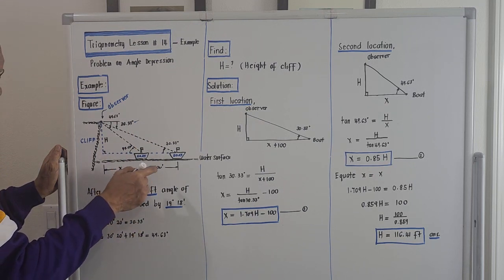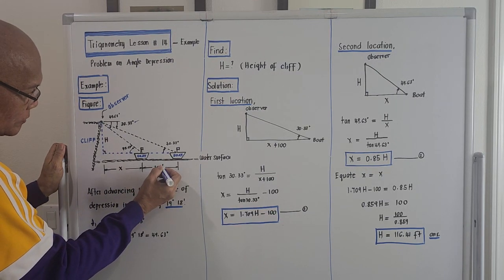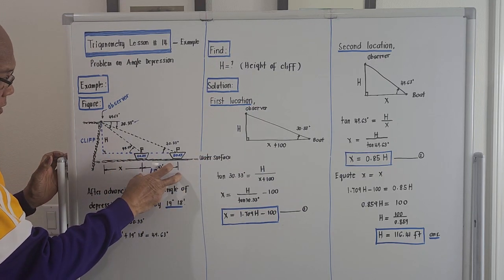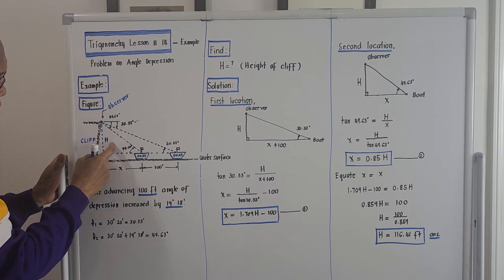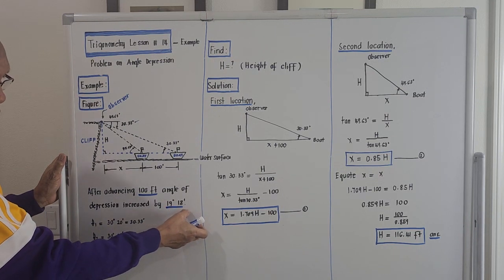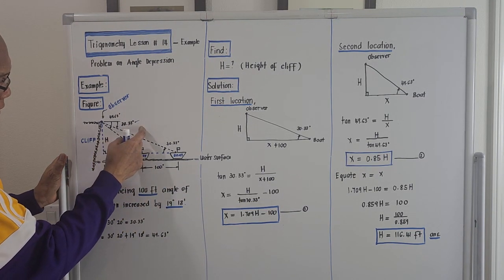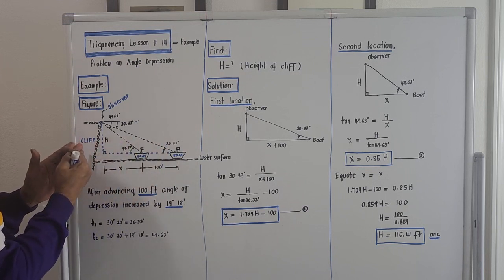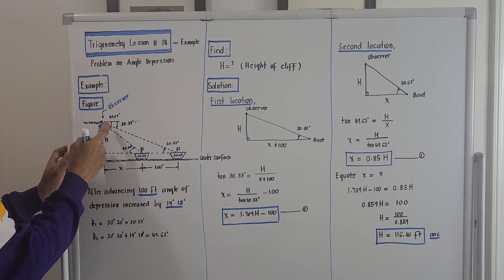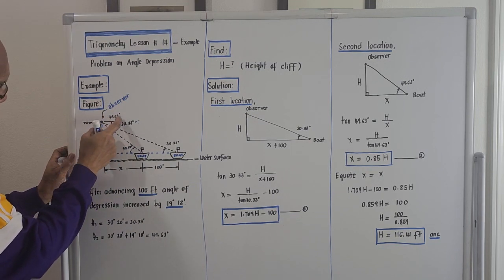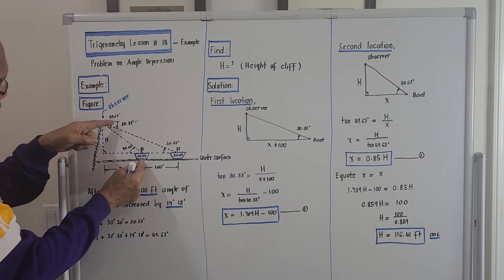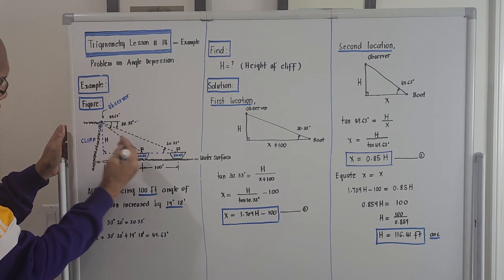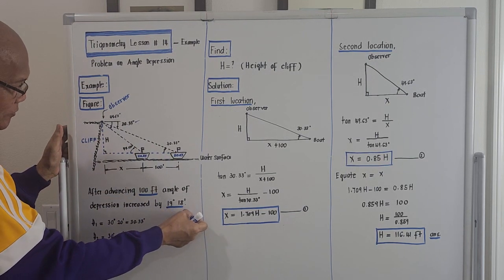After the boat advanced by a distance of 100 feet towards the cliff, he observed that the angle of depression of the boat increased by 19 degrees 18 minutes. Meaning to say, this 30.33 increased by a value of 19 degrees 18 minutes. It is supposed to increase because the boat is going nearer, so this angle here should be bigger. The resulting angle of depression will be 49.63 degrees at the second location. First location, it's 30.33; second location, 49.63. It increased by 19 degrees 18 minutes.